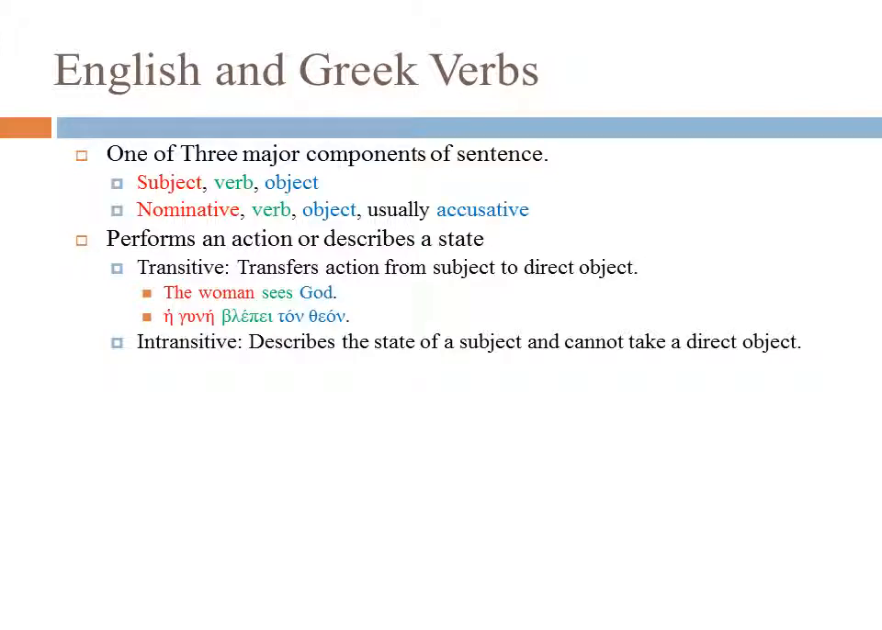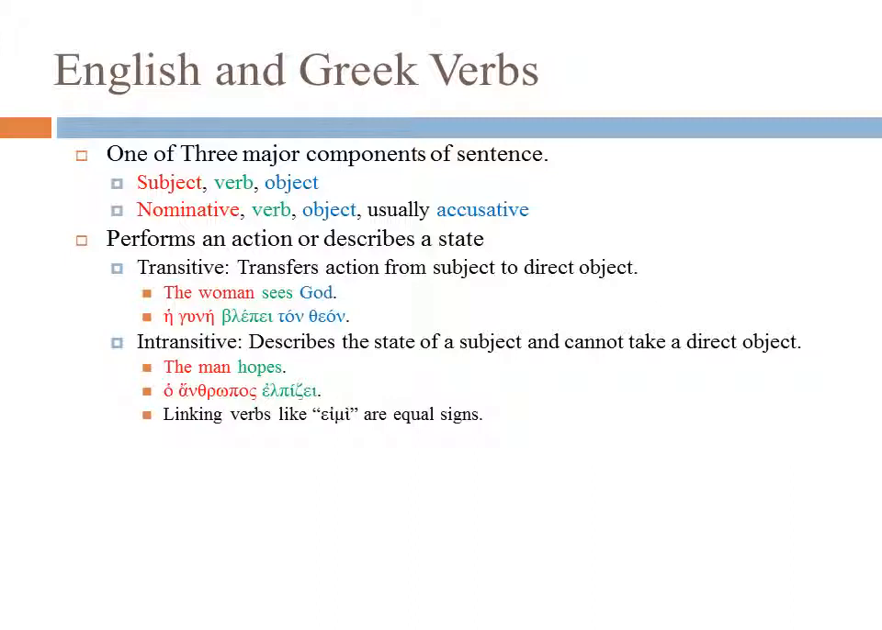An intransitive describes the state of a subject. That is, it doesn't do action, it describes a state. And because it doesn't do action, it can't take a direct object. So we have the man hopes. Hopes describing the state of the man, a state of hopefulness. In Greek, ho anthropos elpizei.